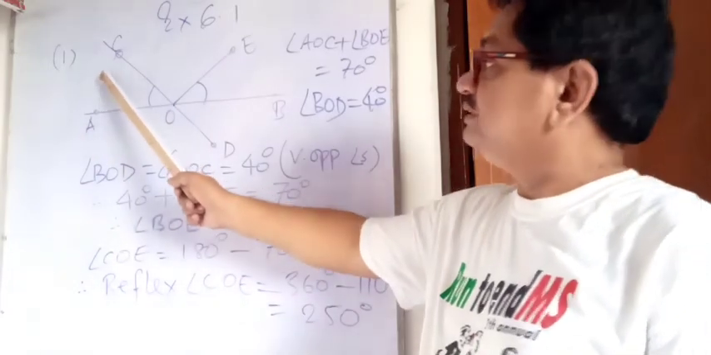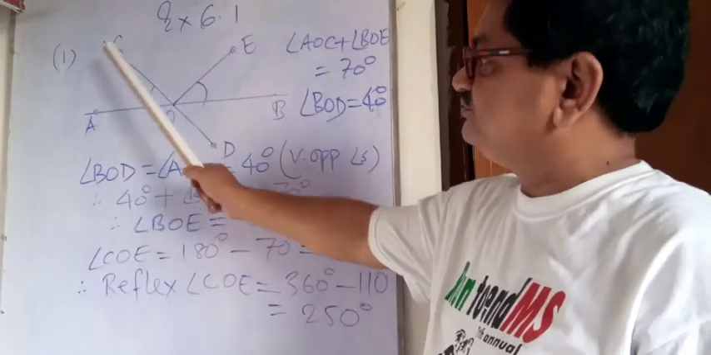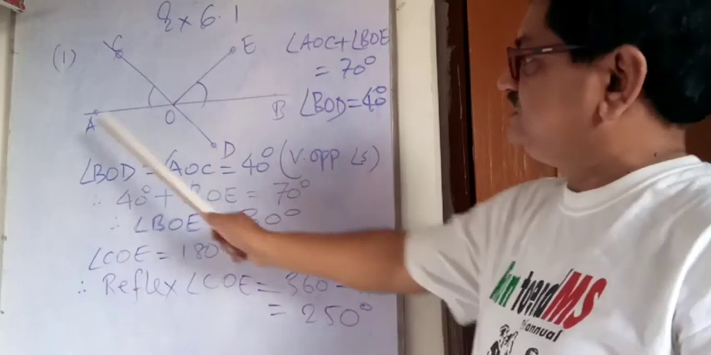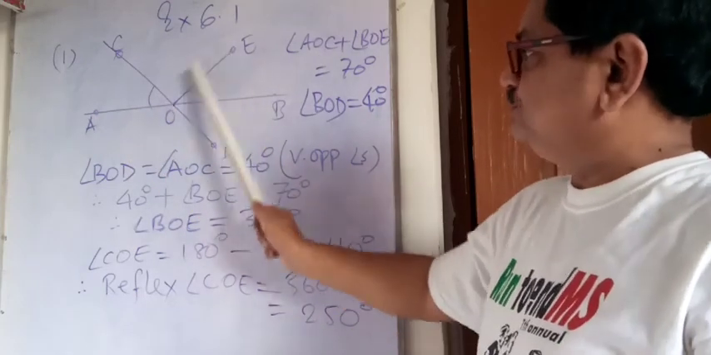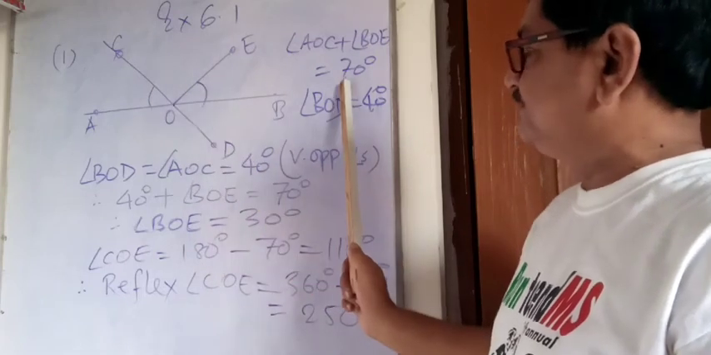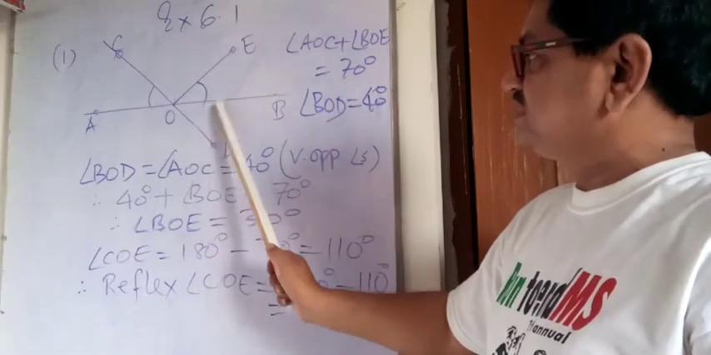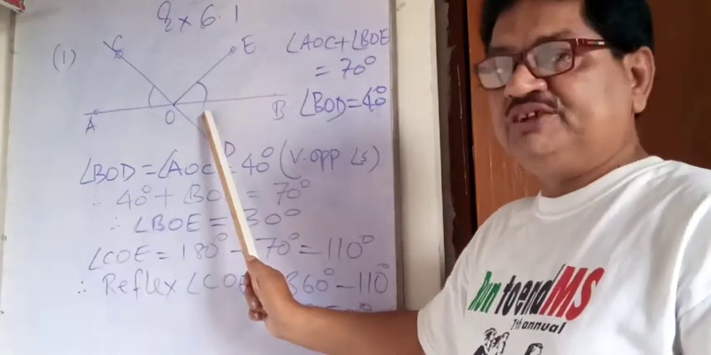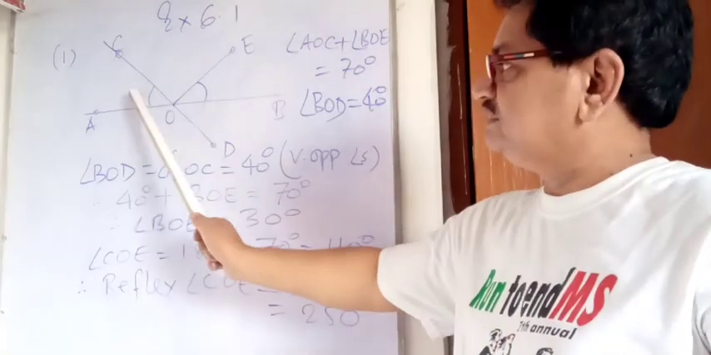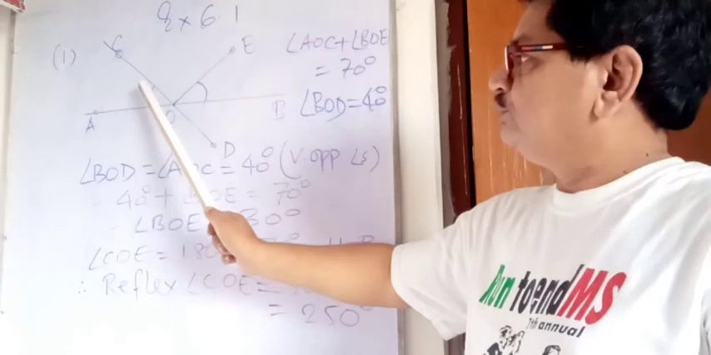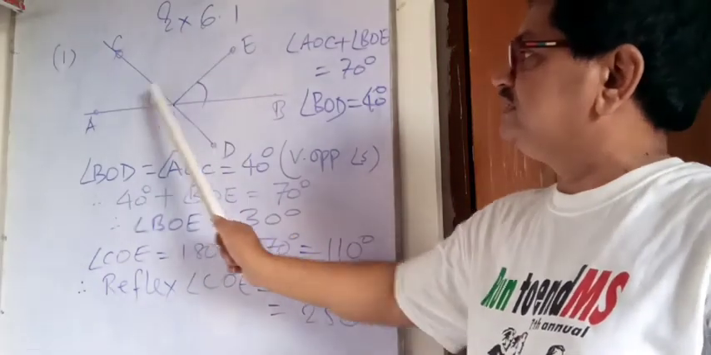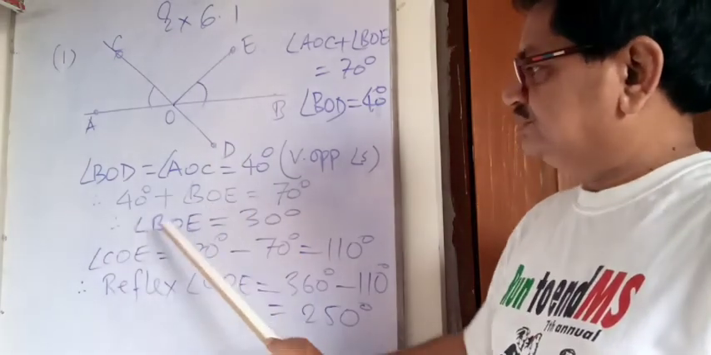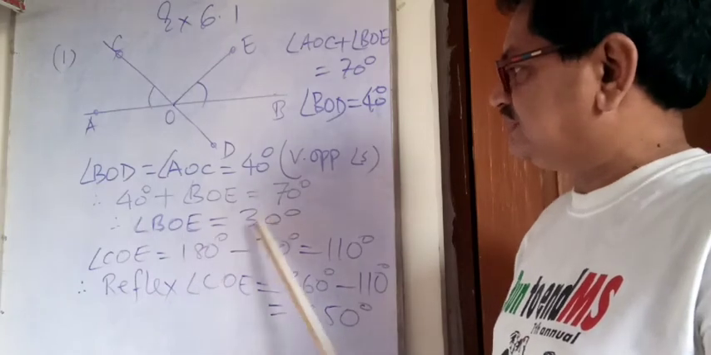This is question number 1, and here you can see the figure where we have been given angle AOC plus BOE. These two angles sum is 70 degrees, and BOD, this angle, is 40 degrees. So definitely if this is 40 degrees, then by vertically opposite angles it will also become 40 degrees. Now this angle and this angle, 40 degrees plus BOE is 70 degrees. Here I have written here. Then angle BOE becomes 30 degrees.